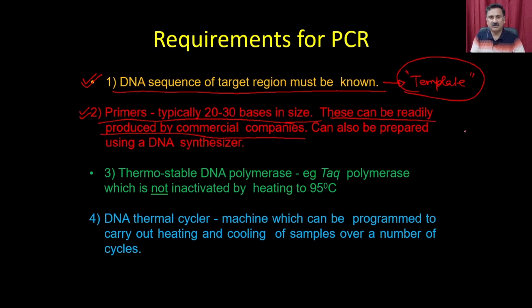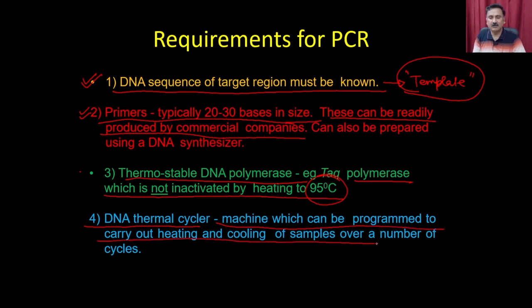Primers are nothing but oligonucleotide sequences. Once you design them, you can give those sequences to the companies, and they will give you the synthesized oligos. Then the third is a thermostable DNA polymerase, for example, Taq DNA polymerase, which is not inactivated by heating even at 95 degrees Celsius. And then you also require a machine called a DNA thermal cycler, which can be programmed to carry out the heating and cooling of a sample over a number of cycles.